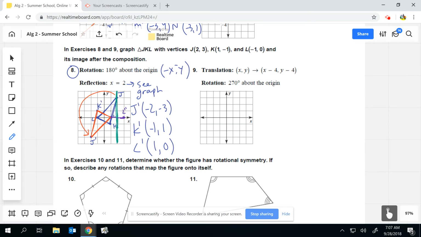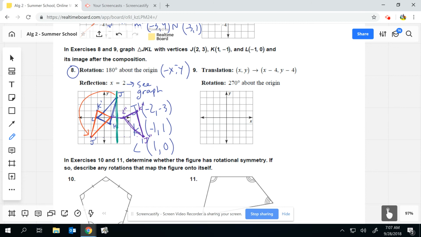K is 1, 2, 3, so we got to go 1, 2, 3. So K double prime. It's going to be up in our writing there, sorry. J is 1, 2, 3, 4 to the left, so 1, 2, 3, 4 to the right would be J double prime. So your triangle would be out here. So those would be the points that I'd be asking for, the double prime points.